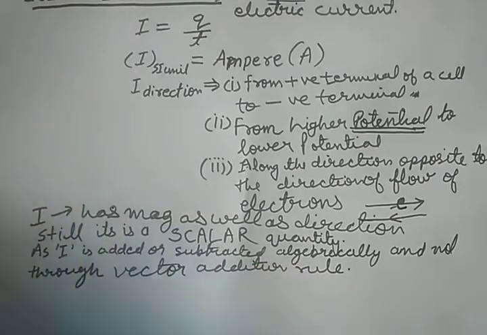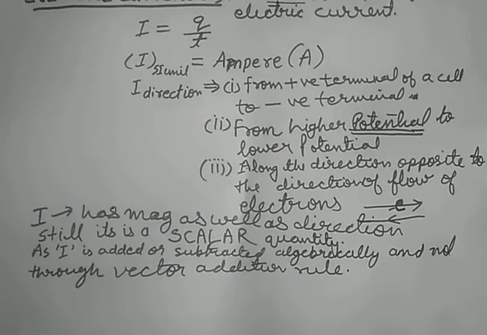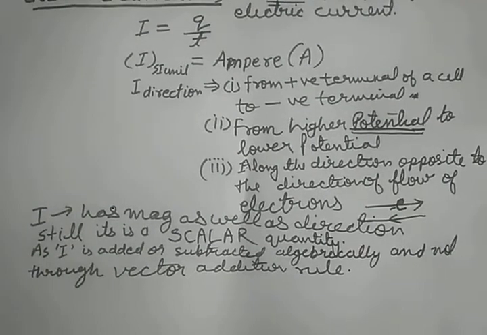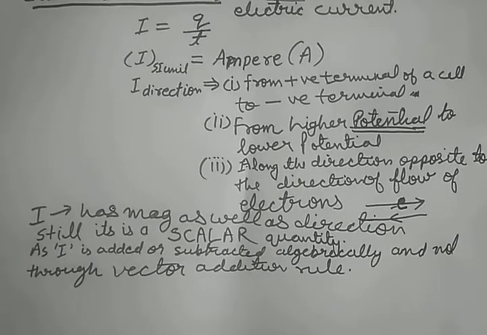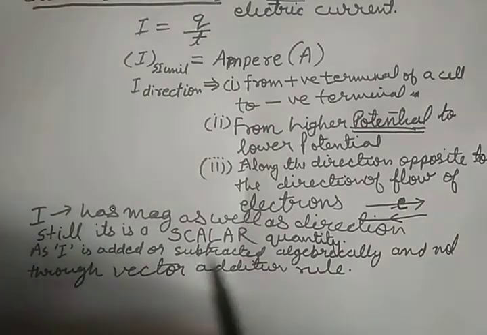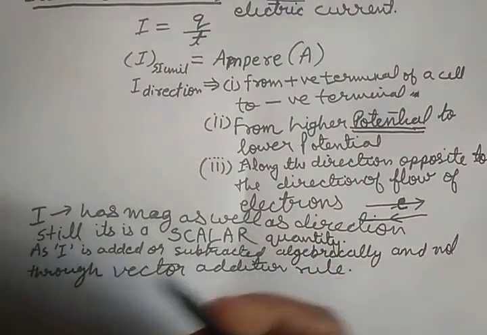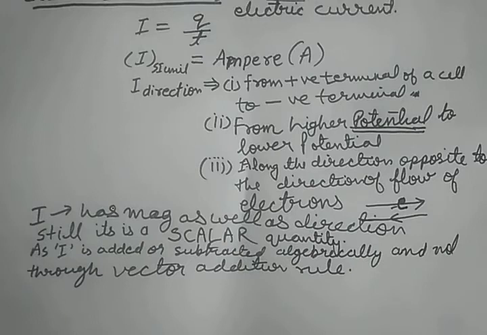Right now, it is not required for you to understand the vector addition rule, but just keep one thing in your mind: vectors are not directly added or subtracted. They have a different algebra for that, called vector algebra. Scalar quantities are directly added and subtracted. Current is also, and that is why it is considered a scalar quantity.